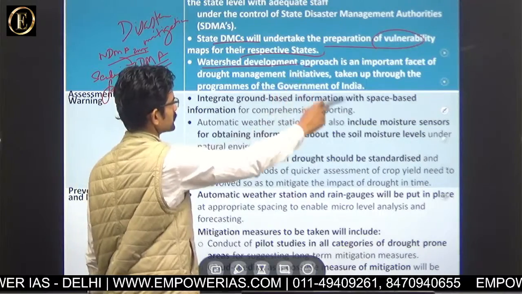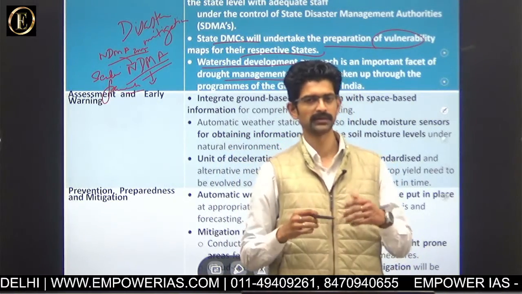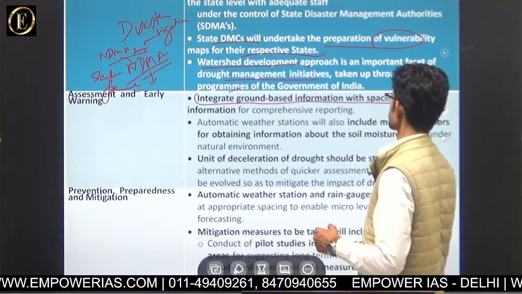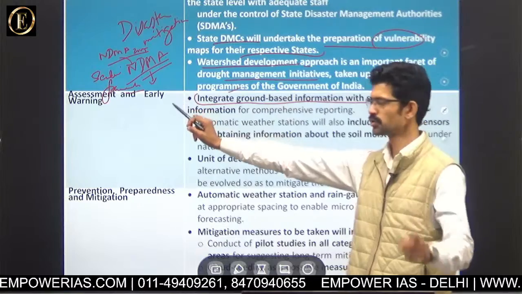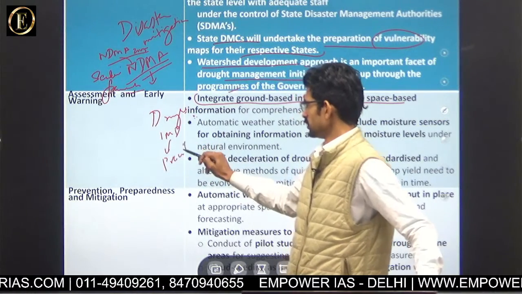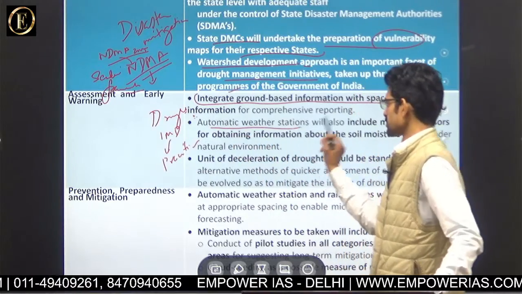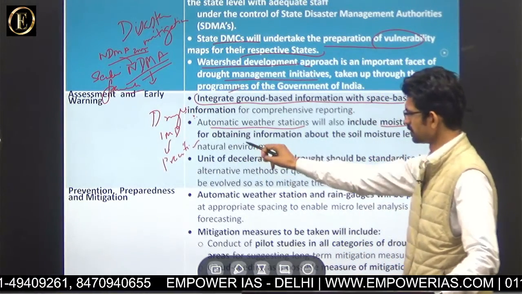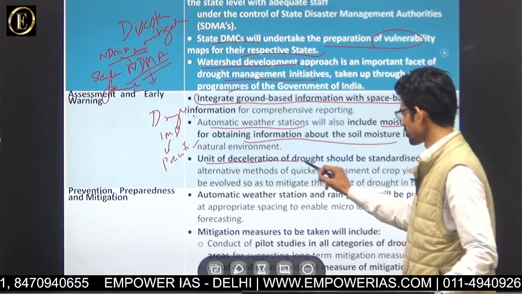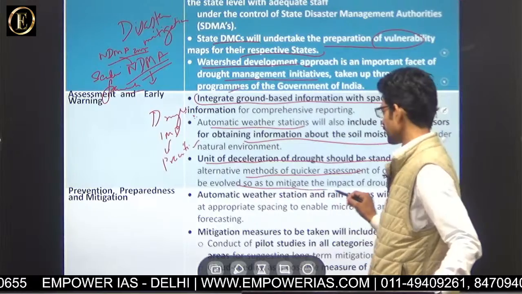Then watershed development approach for important facets of watershed management and drought management. सूखे प्रभावित क्षेत्रों में पानी की अवेलेबिलिटी को बढ़ाने के लिए ड्रॉट मैनेजमेंट अथॉरिटी काम करती है. So we are having integrated ground based information and space information system. In order to cater to the drought situation, IMD calculates the precipitation. Indian Meteorological Department precipitation की डेटा को कैलकुलेट करती है through automatic weather stations, which include moisture sensors, which obtain information about the soil and availability of moisture in the atmosphere. Then the unit of declaration of drought should be standardized, and alternative methods of quicker assessment of crop variety need to evolve so as to mitigate the impact of drought.